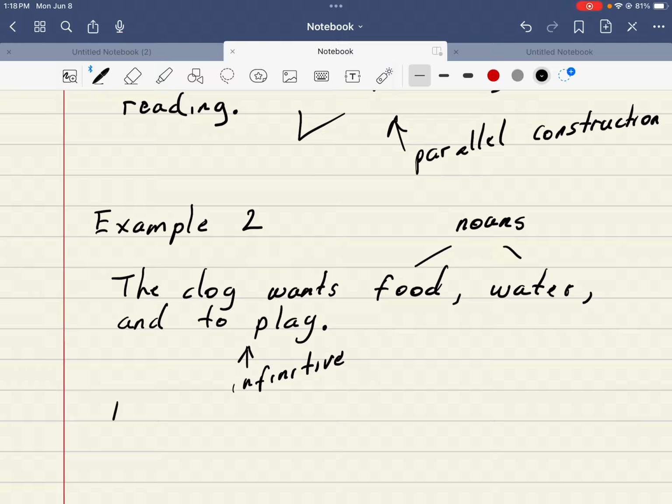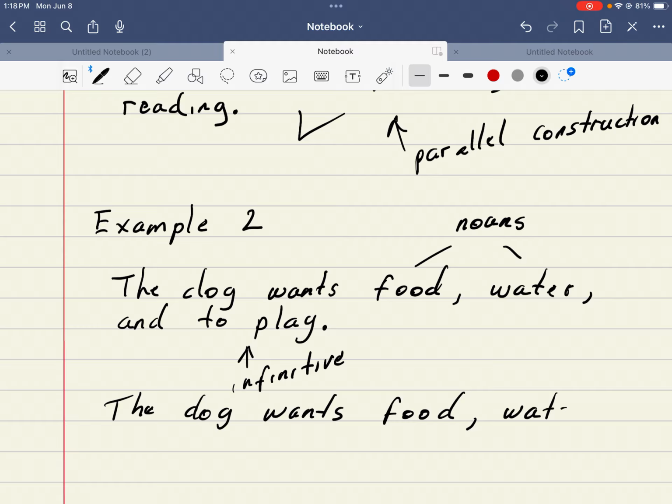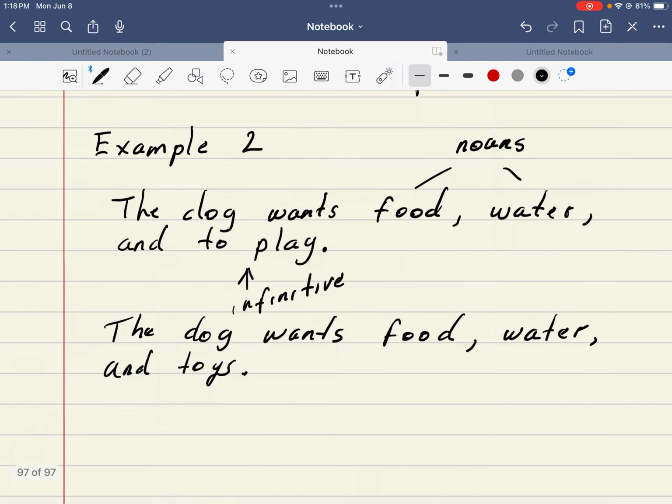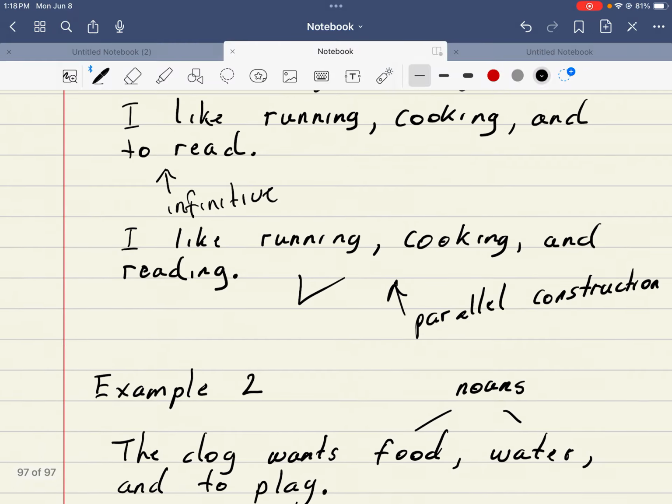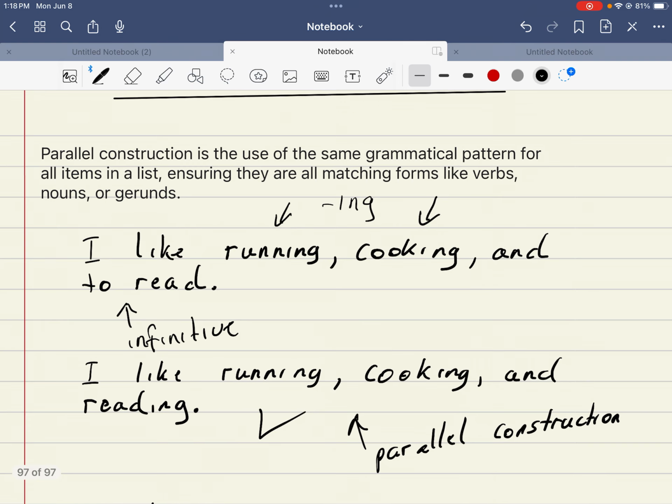But the quick solution to this is the dog wants food, water, and toys. Now you can always use your own example, but in this case, here we have all nouns, right? So this is parallel. So I hope those two examples helped clarify what parallel construction is.